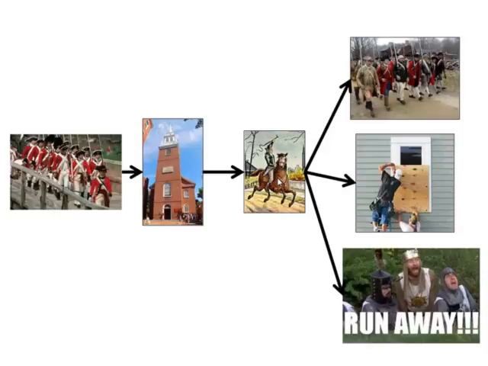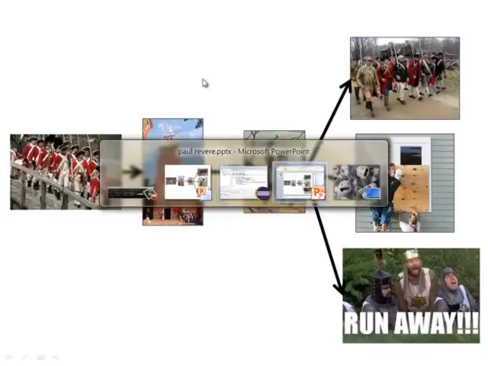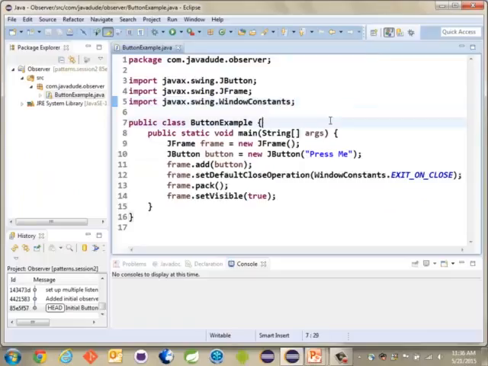Make sense? Okay, so let's think about this in programming terms a little bit. The most common example you're going to see of this is GUI interactions. So if we have a simple little example of a graphical user interface with a button, and you press the button, we want something to happen when the button's been pressed. So the button being pressed is a stimulus.